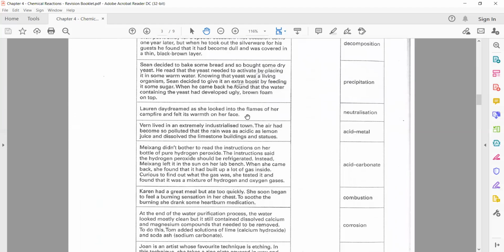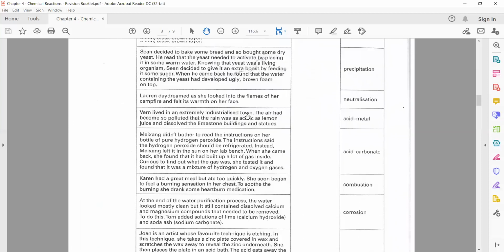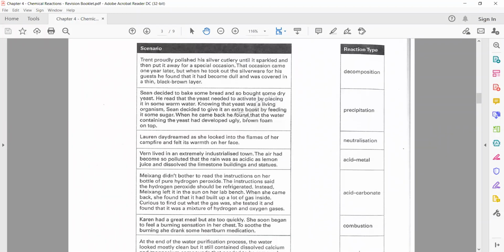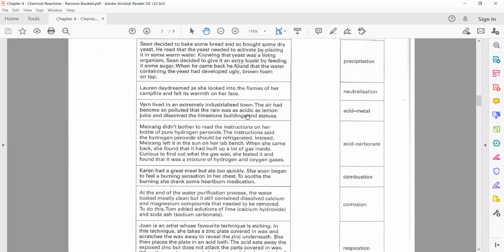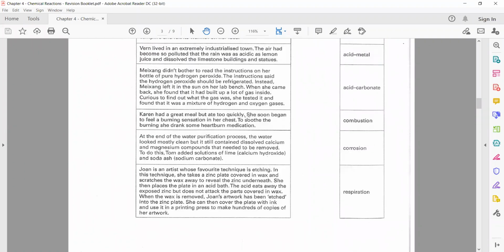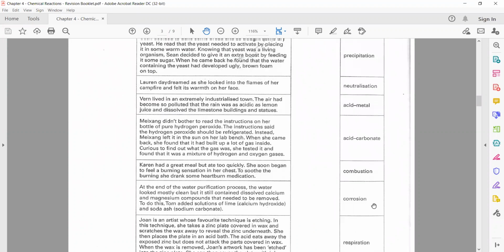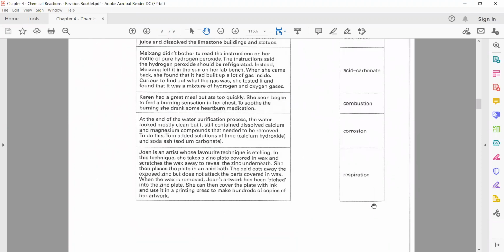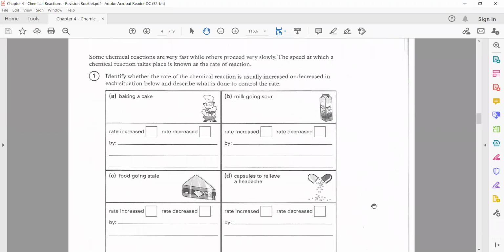This is just some scenarios, guys. You can probably just do this on your own, and then when I upload the answers to this later today, you can check your answers there. These are just scenarios which are good to go through and good to understand the different types of reactions. Now, we haven't actually done respiration, so you don't need to worry about that, but the others we have done, so you can have a look at that. I just want to see what other stuff there are.